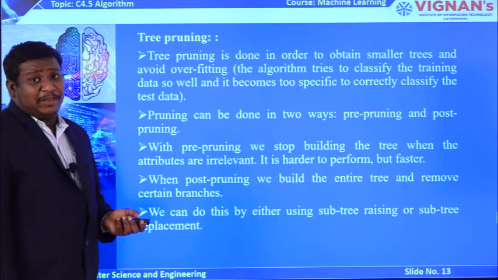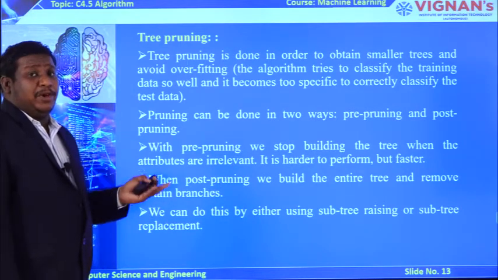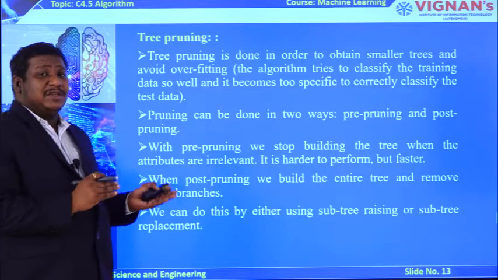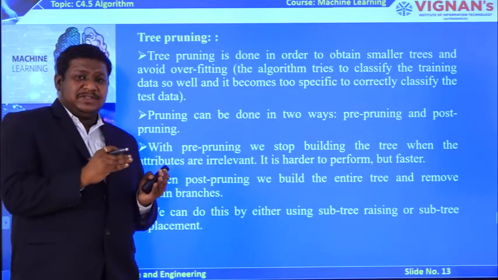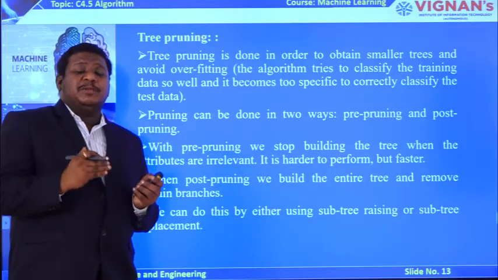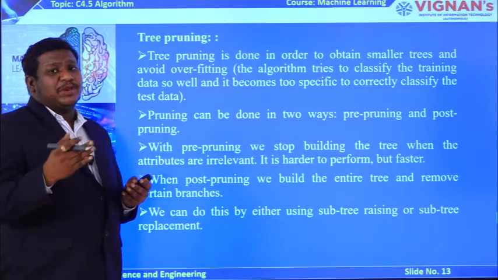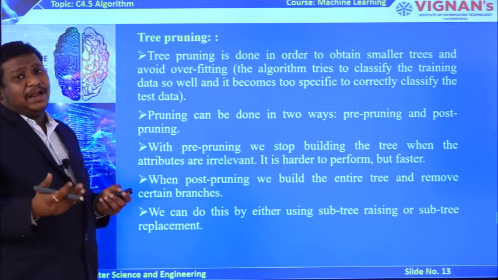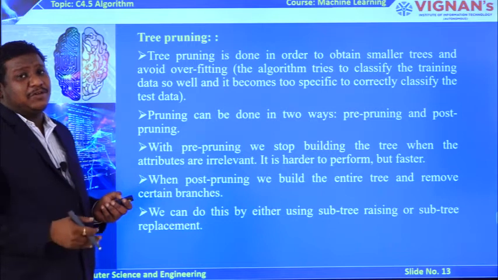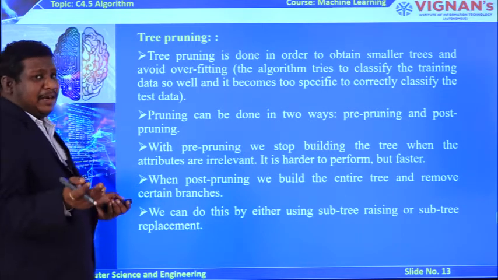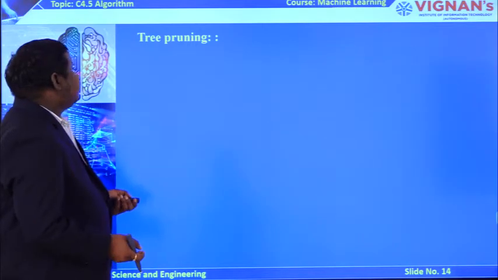So, this tree pruning method can be done in two ways, pre-pruning and post-pruning. Pre-pruning means that before the redundancy shows up, we try to stop the building of the tree. Similarly, in post-pruning, first we build the tree, and from that we remove the branches which are not required or not relevant to the actual content.